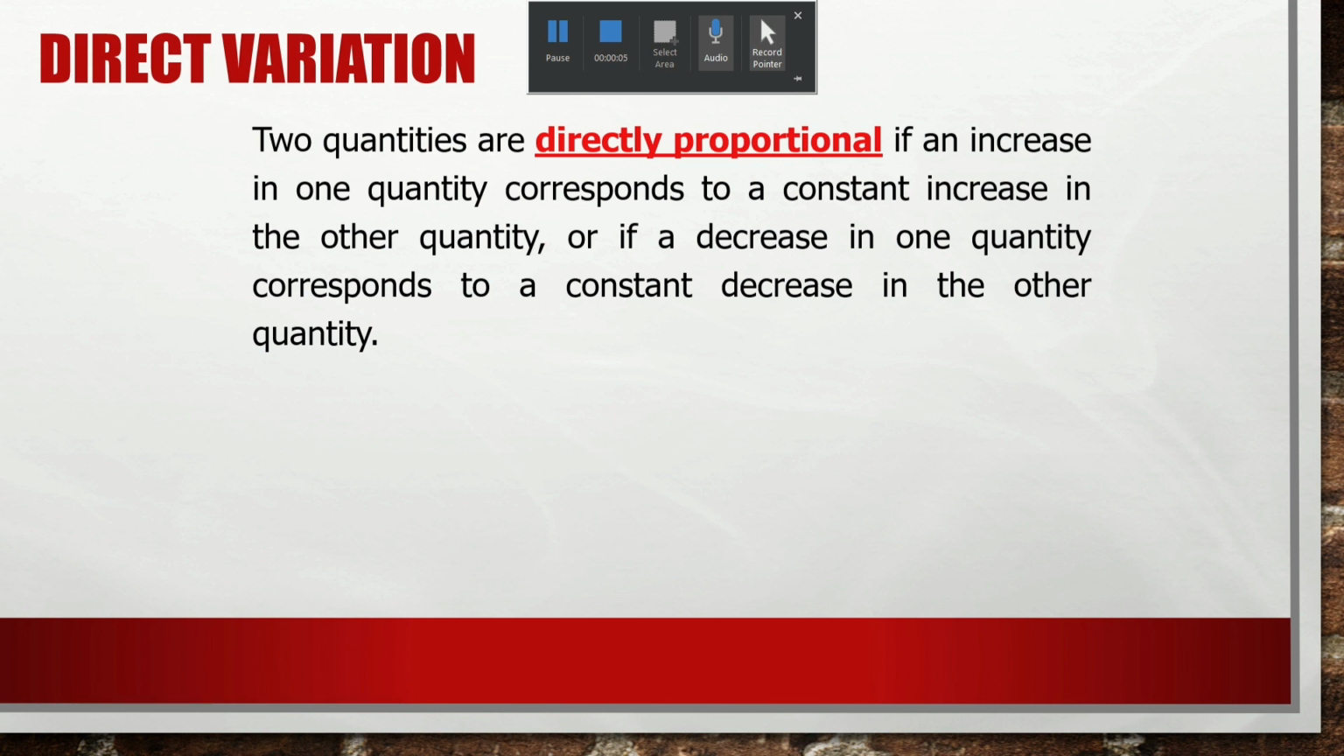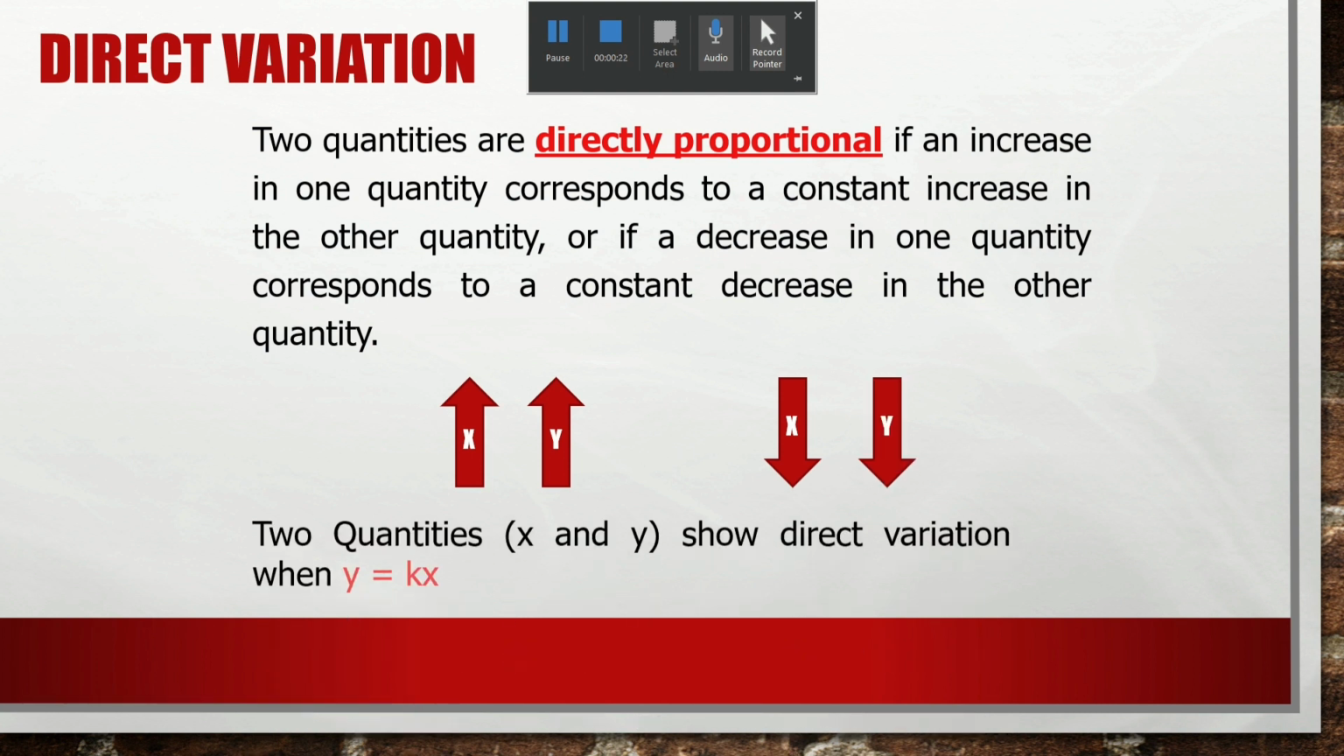Direct variation happens if two quantities are directly proportional, if an increase in one quantity corresponds to a constant increase in the other quantity, or if a decrease in one quantity corresponds to a constant decrease in the other quantity. In short, two quantities x and y show direct variation when y is equal to kx.